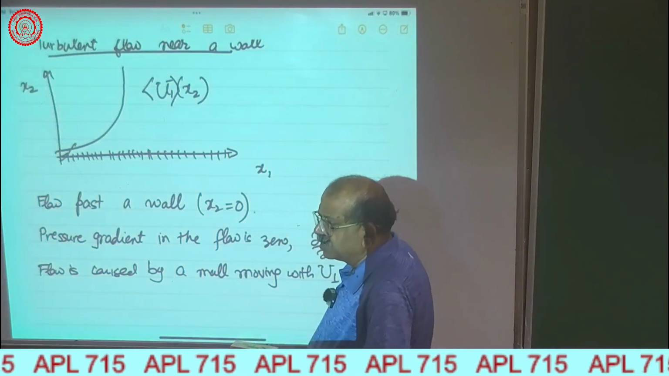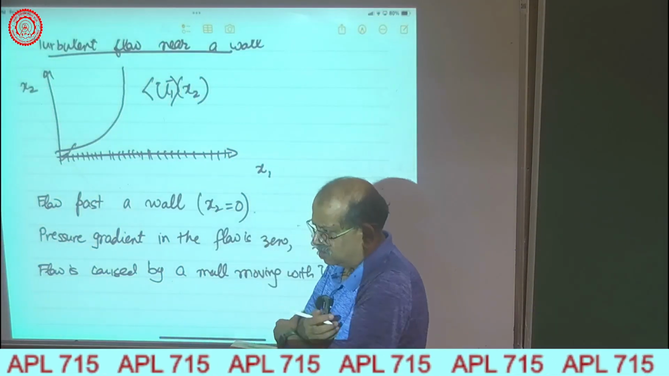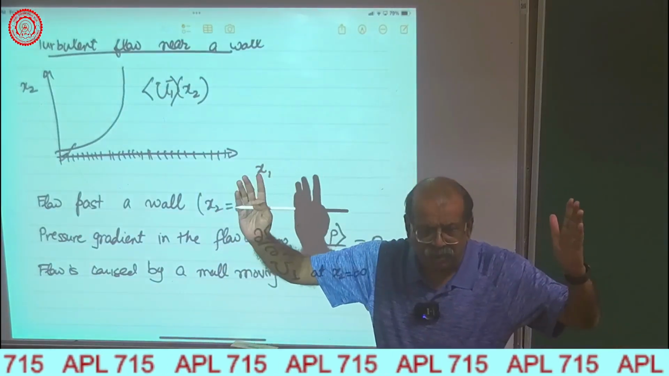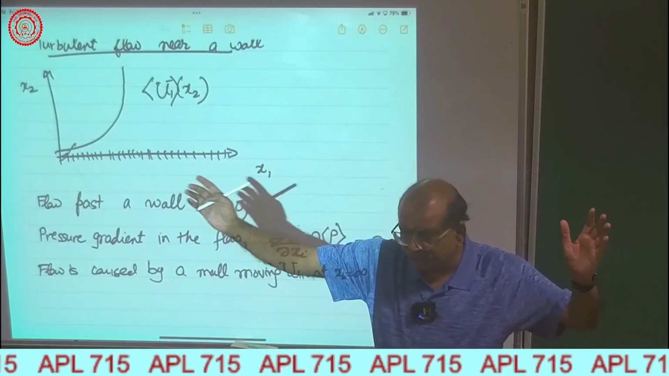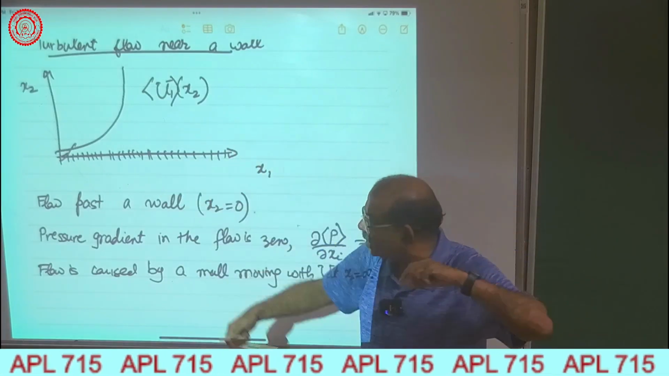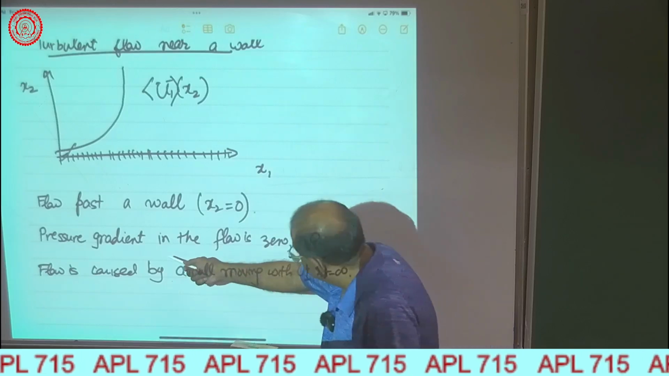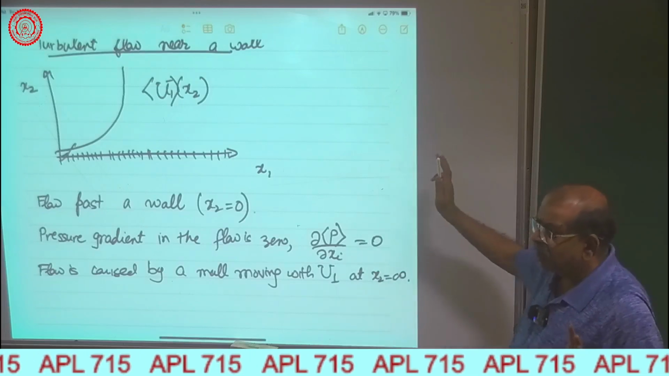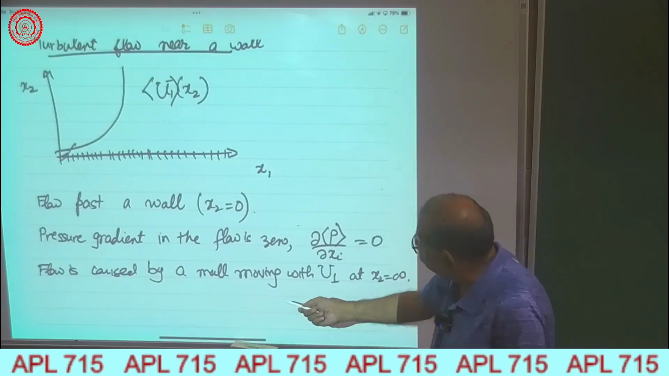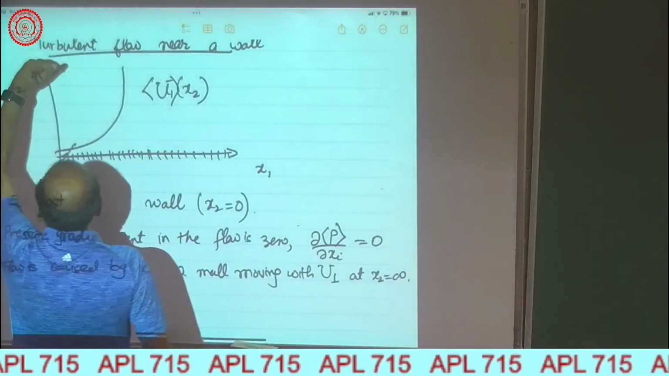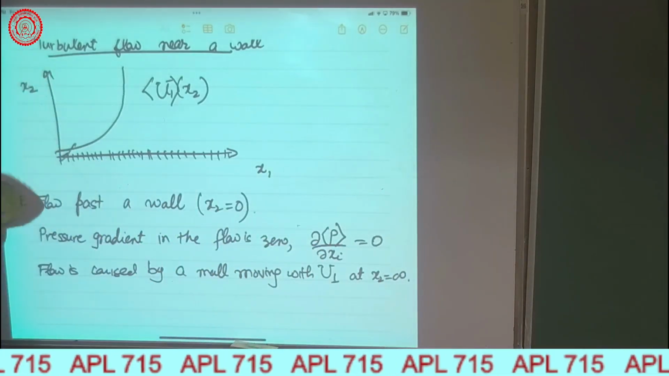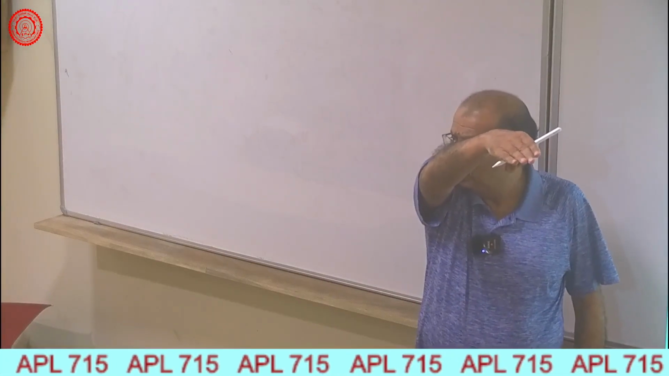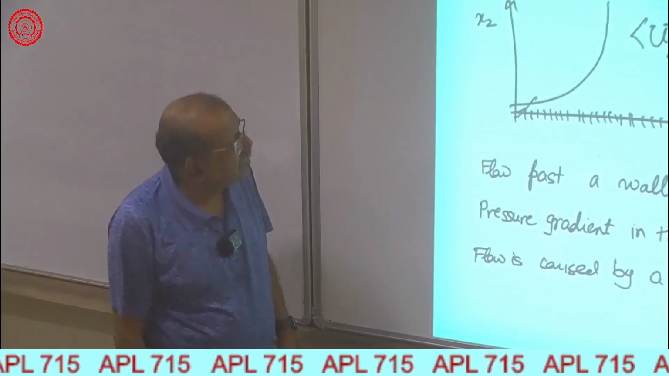The pressure gradient: when we typically talk of flows like this, the flow is caused by a pressure gradient. Let's say if we talk of flow in a channel, then that's caused by a pressure gradient. There is a higher pressure and a lower pressure on the other side. But here what we are saying is the pressure gradient in the flow is zero. That means mean pressure is constant everywhere. But then what is causing the flow? Very far away at x2 equal to infinity, there is a wall which is moving with velocity u1I.